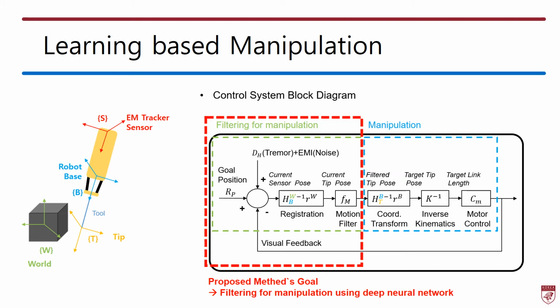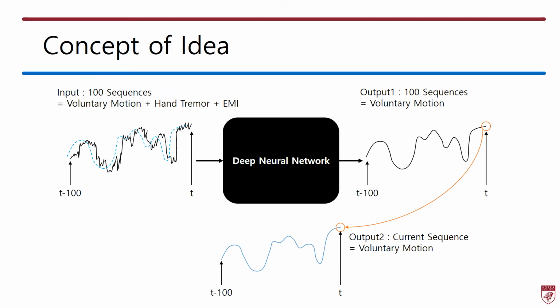It can be divided into the light blue area, which is the area for manipulating the handheld robot, and the green area for filters to generate the control input of the manipulation. In this study, we propose learning-based filtering for stable manipulation of the handheld robot in the LED area. So this is my proposed idea.